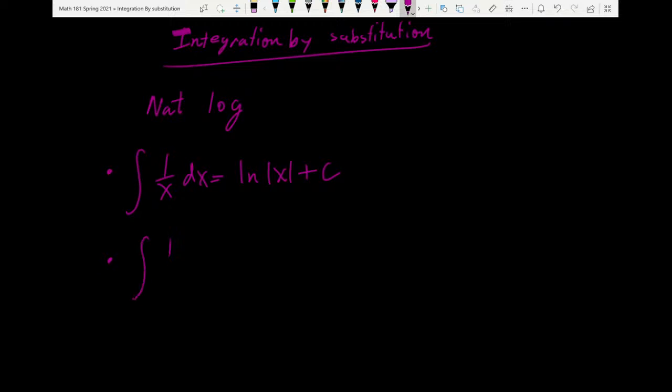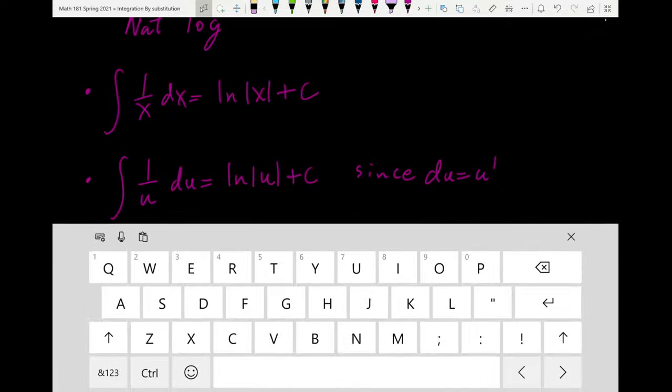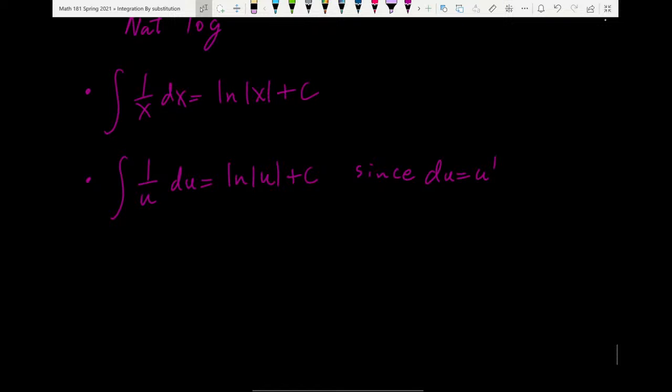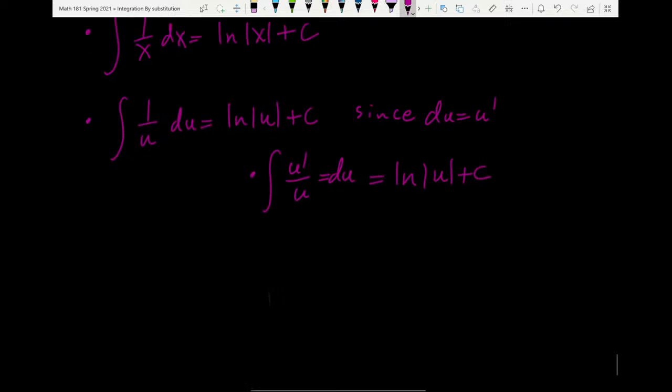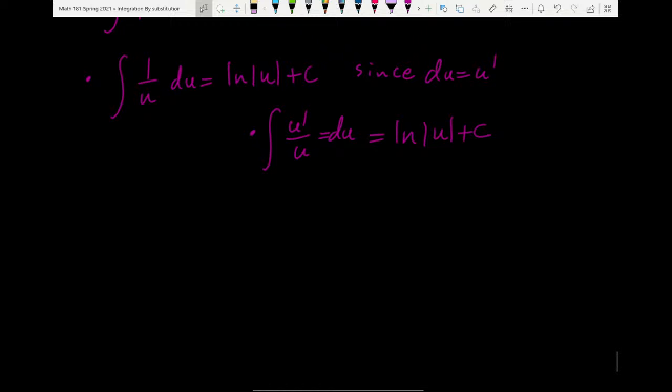And the second one is the integral of 1 over u du, which would be natural log of u plus c. Since du is u prime, we can rewrite it as the integral of u prime over u dx equals natural log of u plus c. So that's the crazy one. So let's look at that. Why am I doing that?